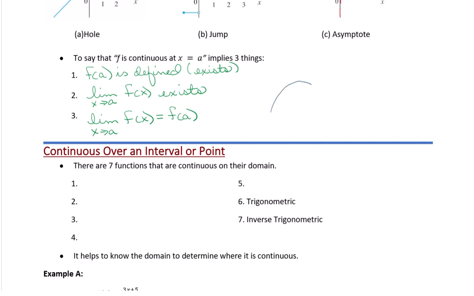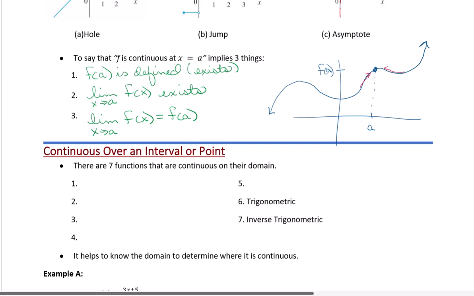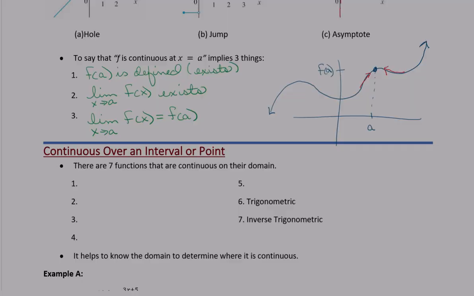So again, we could draw the graph without ever lifting our pencil. This is continuous. If we were looking at some x value of a, the y value, or f of a, exists, and the limit as we approach a is f of a.